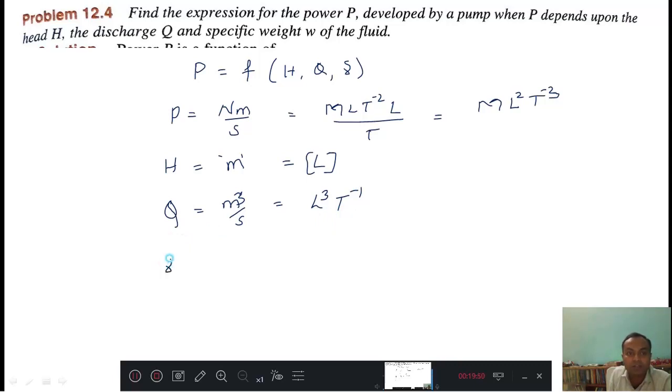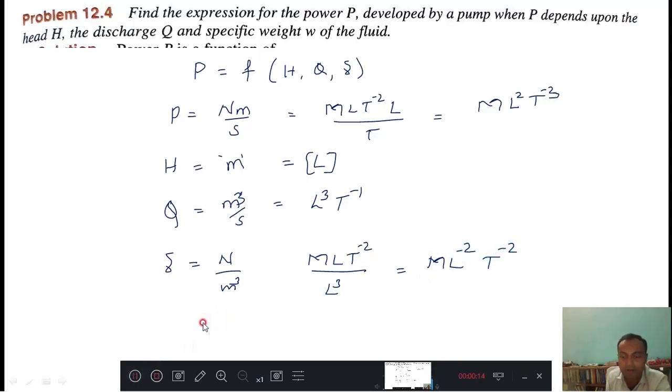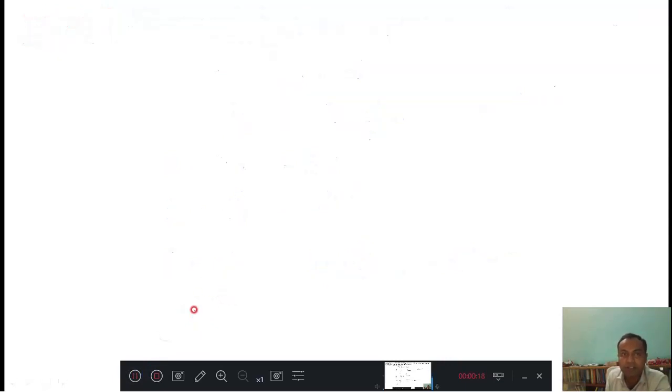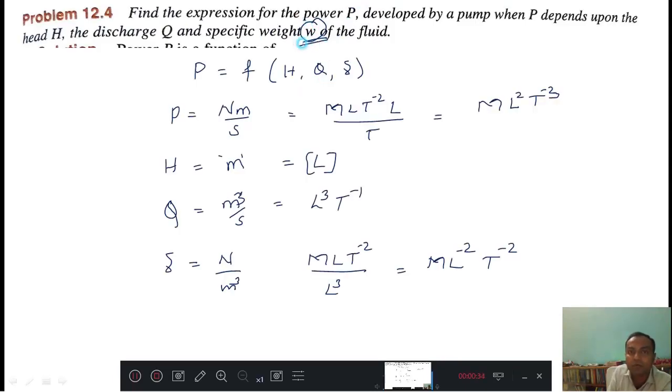Then we have specific weight, which is Newton per meter cube. Newton is mass into acceleration divided by L cube. Then this becomes M L raised to minus 2 t raised to minus 2. This is your gamma. Okay, now we will substitute back into the equation. The Rayleigh's form of equation is P is equal to a function of H to the power a, Q to the power b, and gamma to the power c. Sorry, here the symbol given is W, but I am considering gamma because I have a practice of writing specific weight as gamma. You also have that practice, therefore we are considering gamma.